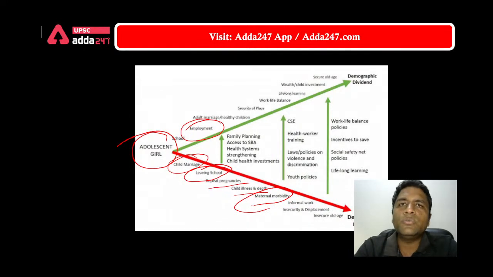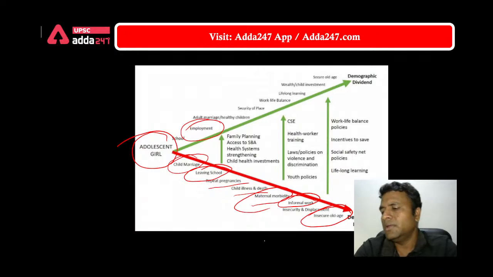if they are trying to go for work, they cannot get work as per their need. They can only get work which doesn't require much skill, so they will go for informal work where there will be insecurity, and they can be displaced out of the work anytime. Also there will be pay disparity, they will not get enough wage, and in short, their old age will not be secured.